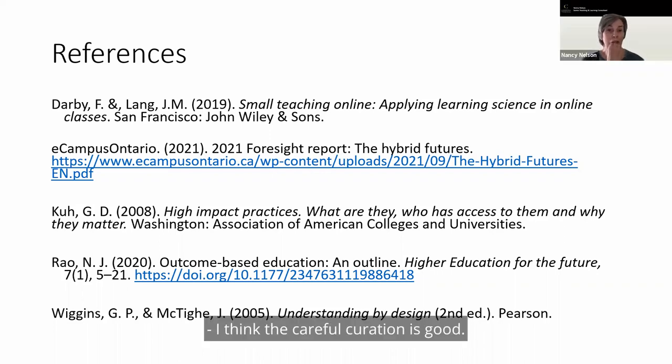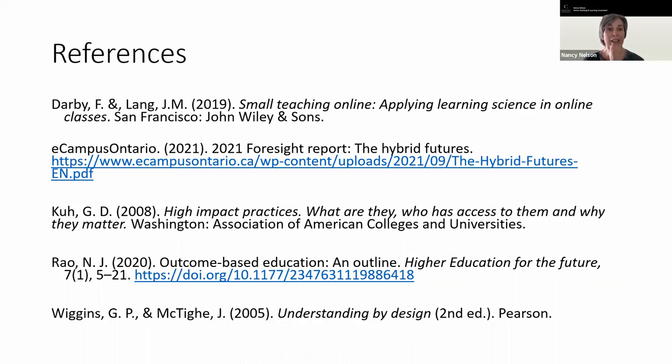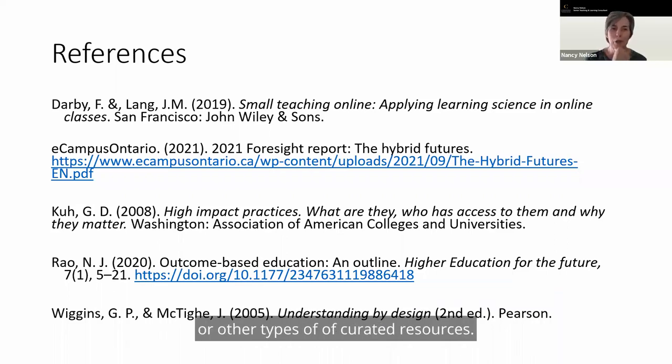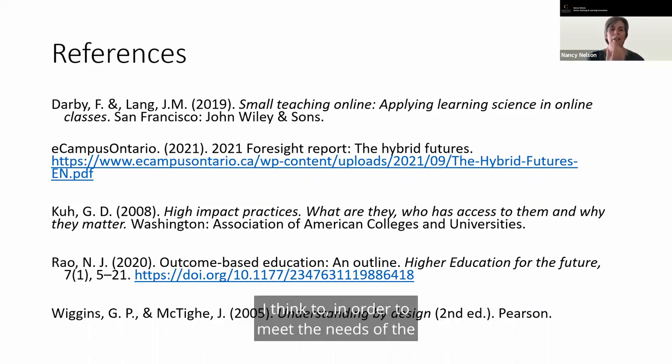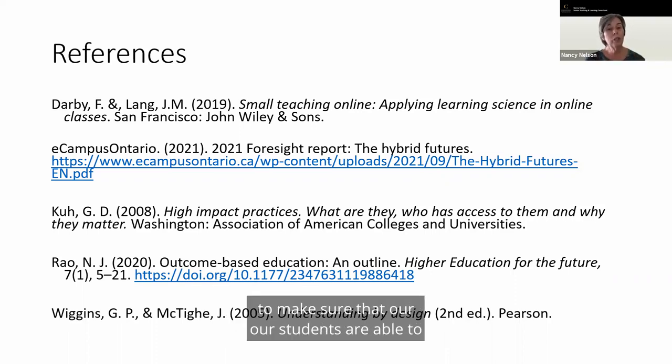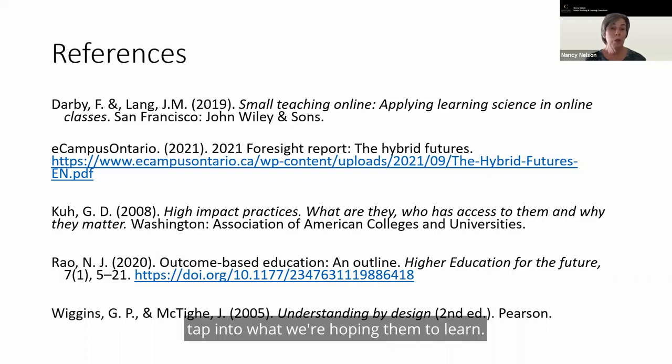I think the careful curation is good. I would say that it would depend on the context, whether that would take the form of readings or other types of curated resources. I think in order to meet the needs of the diverse students we have in our classroom, we should be willing to go beyond the traditional and into some of the non-traditionals to make sure that our students are able to tap into what we're hoping them to learn.